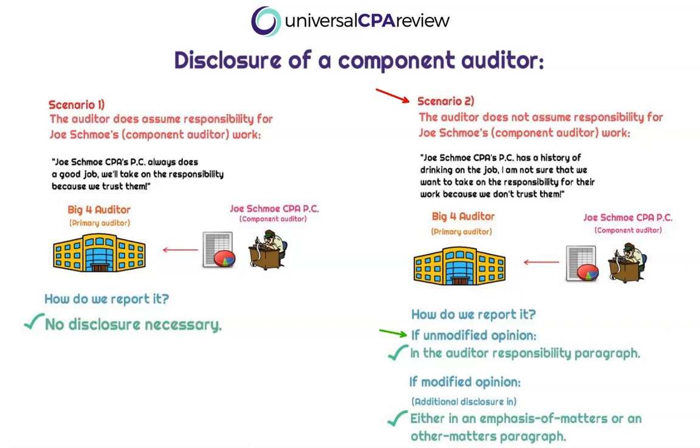If there's an unmodified opinion, then the auditor would report this in the auditor responsibility paragraph of the audit report. But if, on the other hand, this was a modified opinion, maybe it was qualified, a disclaimer, or an adverse opinion, then an additional disclosure would need to be made in either an emphasis of matter paragraph or an other matter paragraph. At the end of the day, it's not about just memorizing. We have to also see what is happening here. We need to understand the intuition.